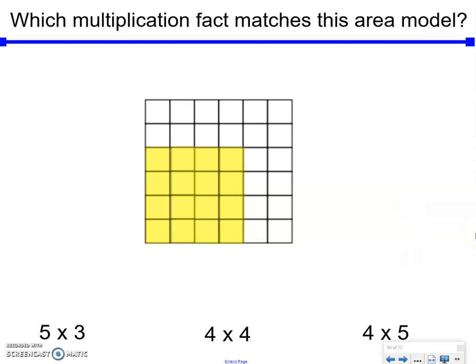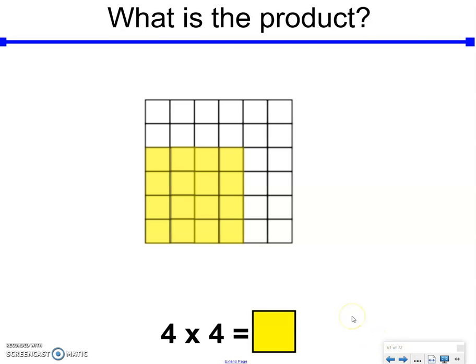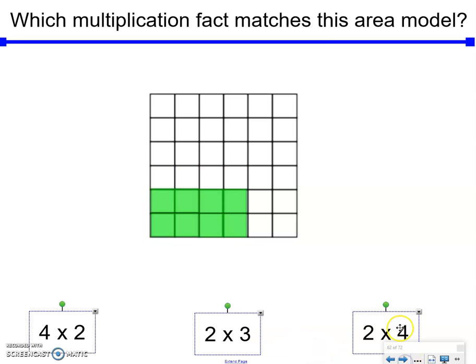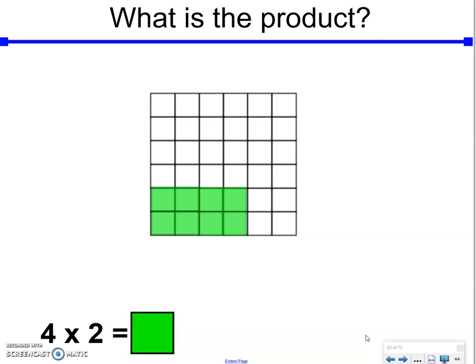Let's go ahead and look at just a couple of multiplication problems together. These could be any of our benchmark facts. Look at this area model. Which multiplication fact matches this area model? You're so right. This is a 4 by 4 rectangle. What is the product of 4 times 4? Yes, the product of 4 times 4 is 16. Here's a new rectangle. Which multiplication fact matches this area model? You're right. This is a 4 by 2 rectangle because there are 4 squares in each row and 2 rows. What is the product of 4 times 2? Yes, 4 times 2 equals 8.